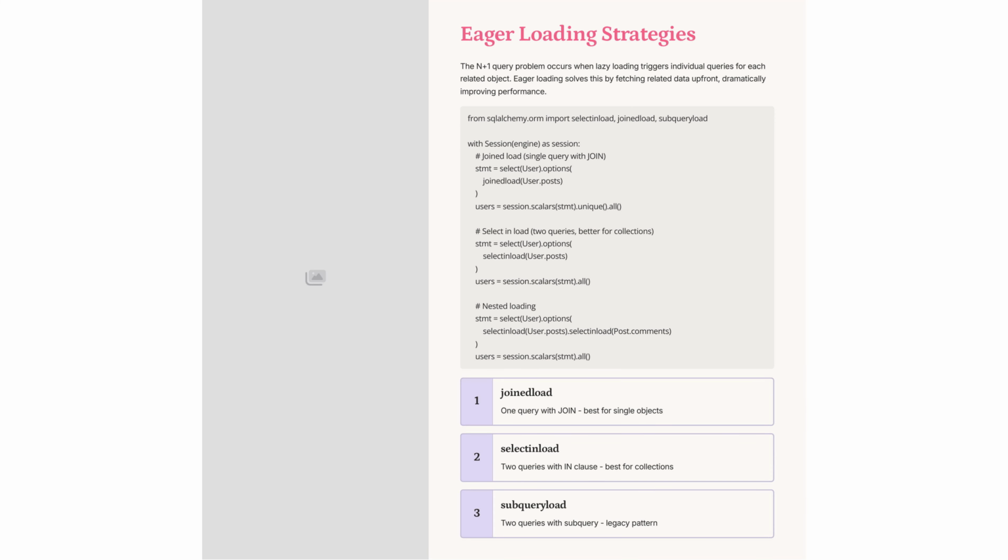Eager loading strategies address the N+1 query problem by prefetching related data, enhancing performance. Use joinedload for single objects, executing one query with a join. Selectinload is optimal for collections, using two queries with an IN clause. Subqueryload, a legacy pattern, also uses two queries, but with a subquery.